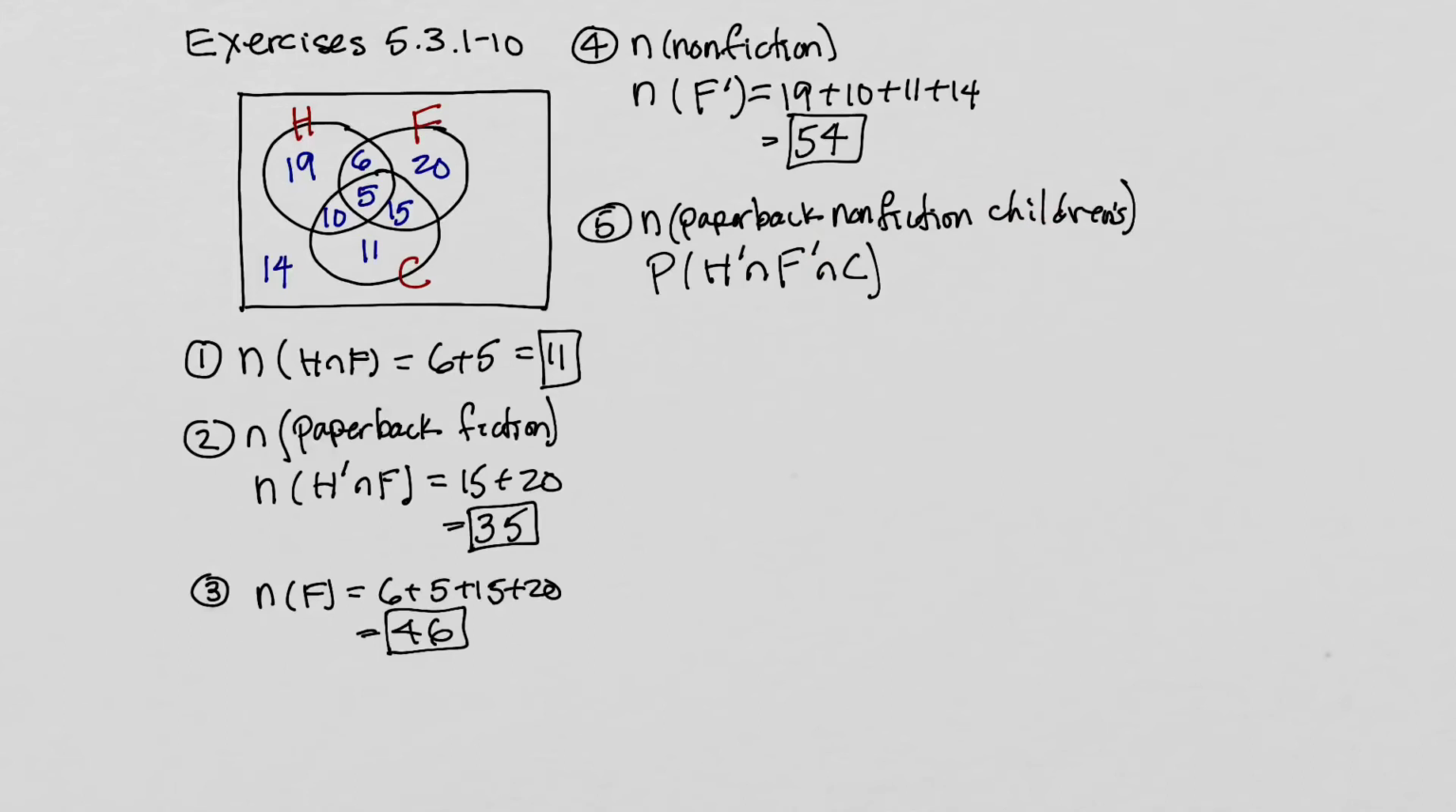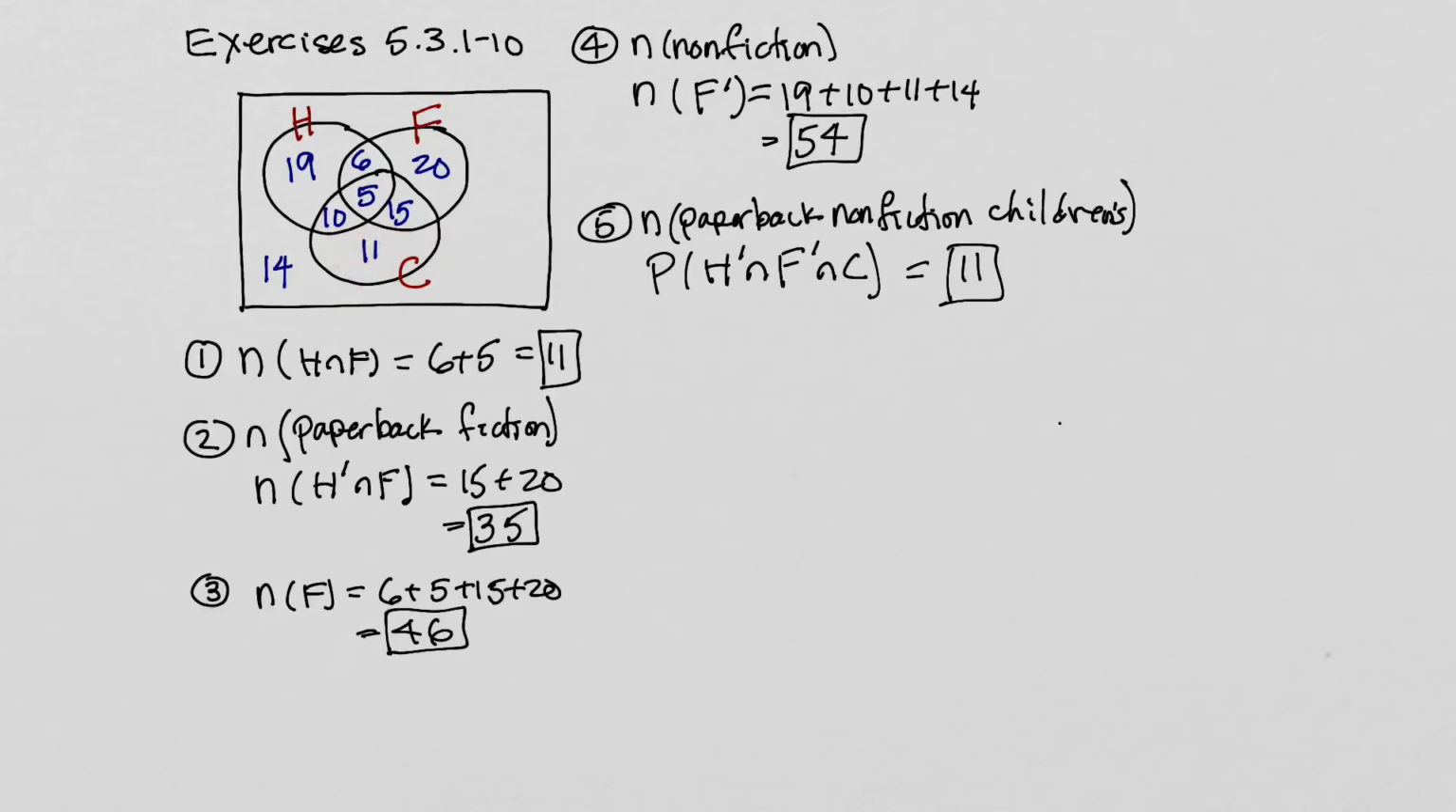So let's count them up. Outside of hardback, all of these. Also outside of fiction, that's got to be all of these, and in children's. So I think we're just looking at this 11 right here. So let's say that this is equal to 11. Let's just be sure. Does that make sense? So we have to be outside of H, outside of F, right? Outside of H, outside of F, but still in C. So we're right there.